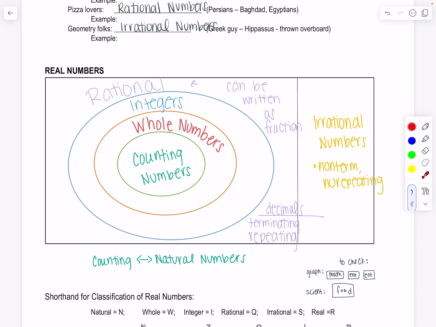So in decimal world, that means the decimals are going to be two types. Terminating decimals, because we learned how to write those as fractions in the last chapter. Terminating decimals would be something like 0.25. If you remember from the earlier part of chapter 7, we said, well, that's 25 hundredths. So we could write that as the fraction 25 over 100. And then, of course, we could reduce.